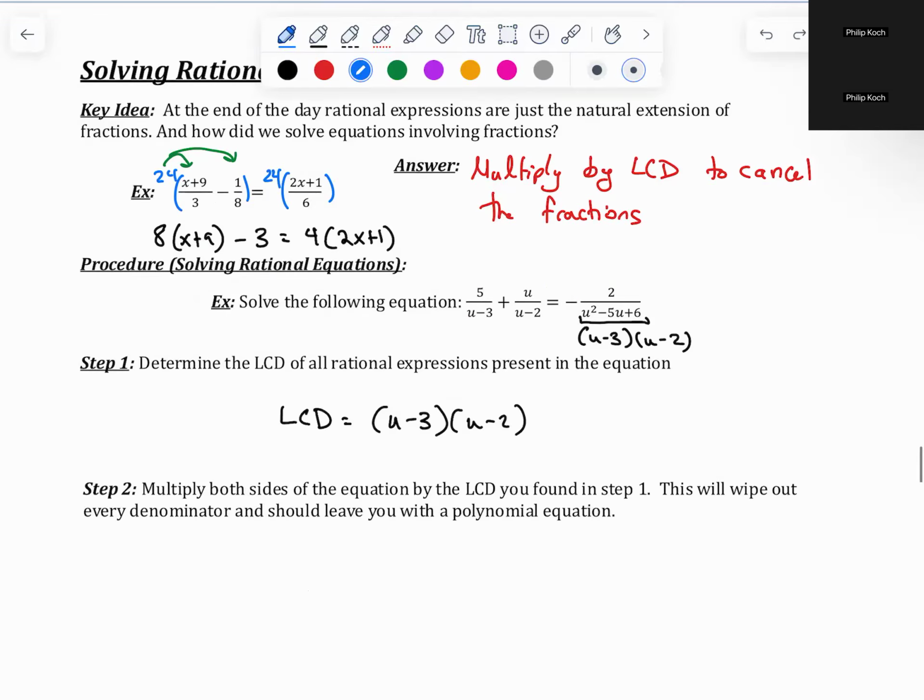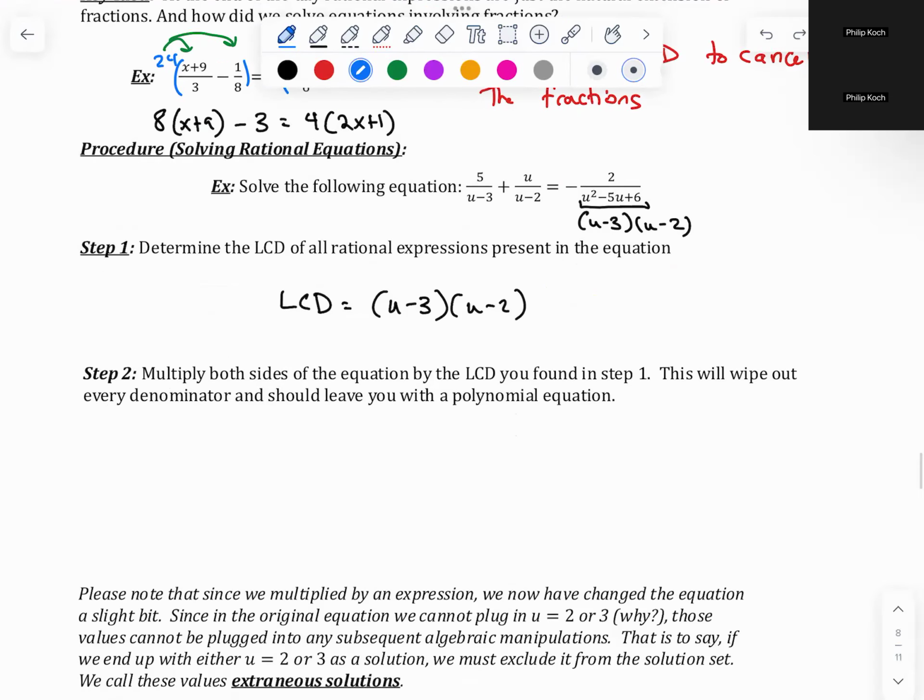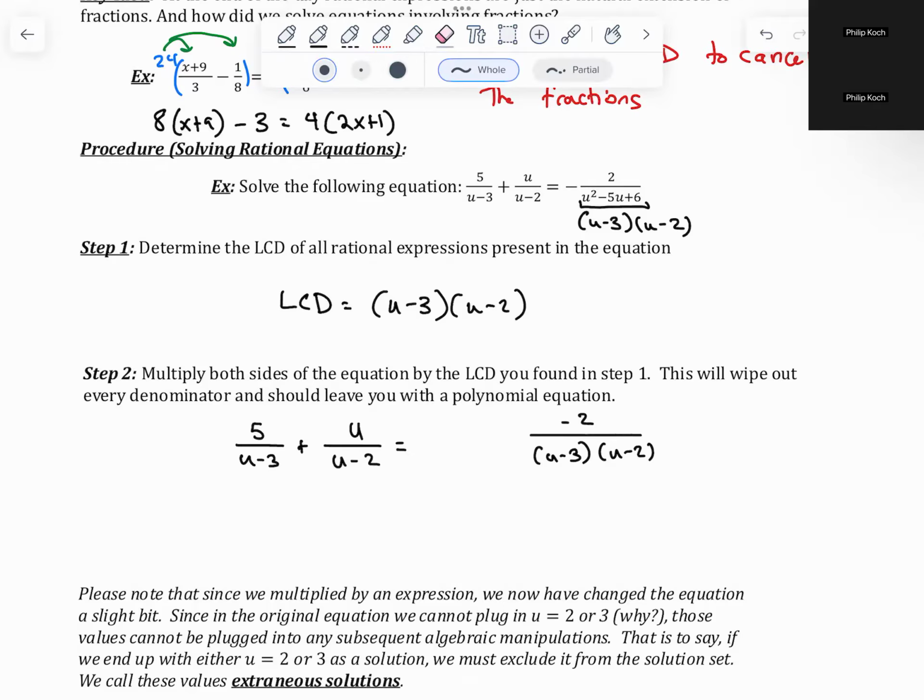And as long as you've done it correctly, as long as you found the correct LCD, this will wipe out all denominators and leave you with a polynomial equation. And we know how to solve polynomial equations. So let's do that. Rewrite the whole expression: 5 over u minus 3, and leave some space to the left of it, plus u over u minus 2 equals, leave a decent amount of space, and then write the negative 2 over u minus 3 times u minus 2. So it should look like that on your paper right now.